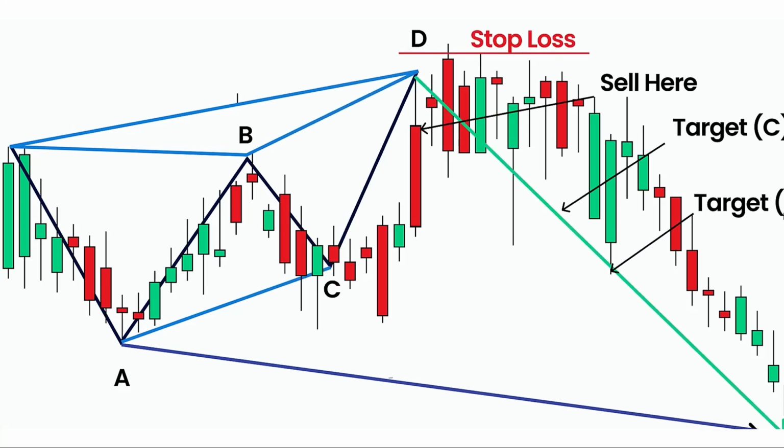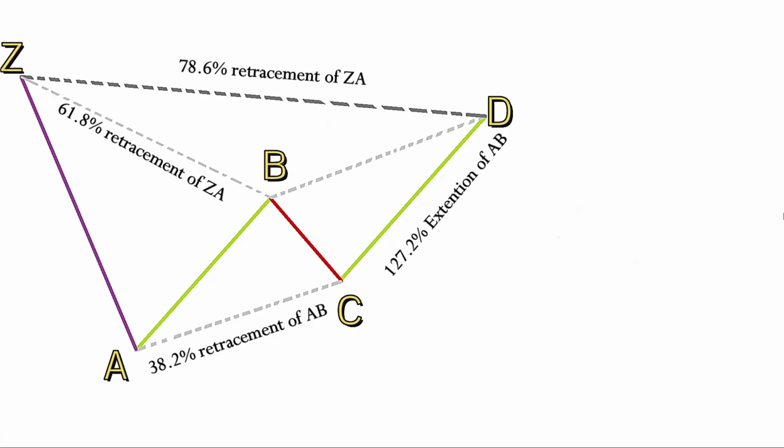Gartley pattern contains a bullish or bearish ABCD pattern, but it's preceded by the point Z that is beyond point D. The theoretical perfect Gartley pattern has the following characteristics. Move AB should be 0.618 retracement of move ZA. Move BC should be either 0.382 or 0.886 retracement of move AB.